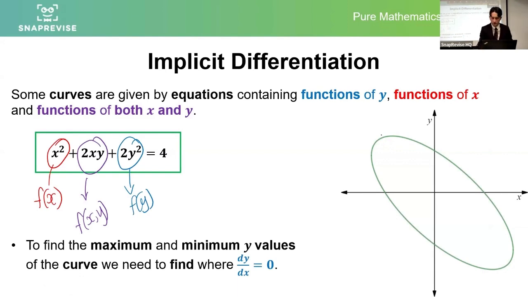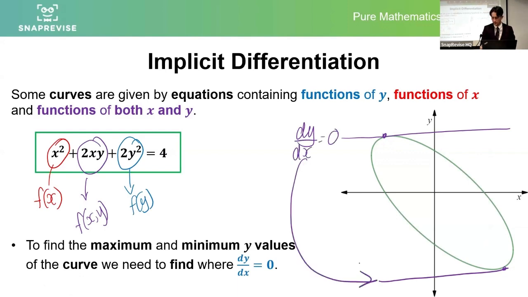So, for example, to find the maximum or minimum values, if we were trying to find a tangent here or here, this is where the gradient is 0. So we are looking for dy dx. The problem is it's a horrible thing to differentiate. So we know dy dx would equal 0 in these places. So that's what we're looking for.